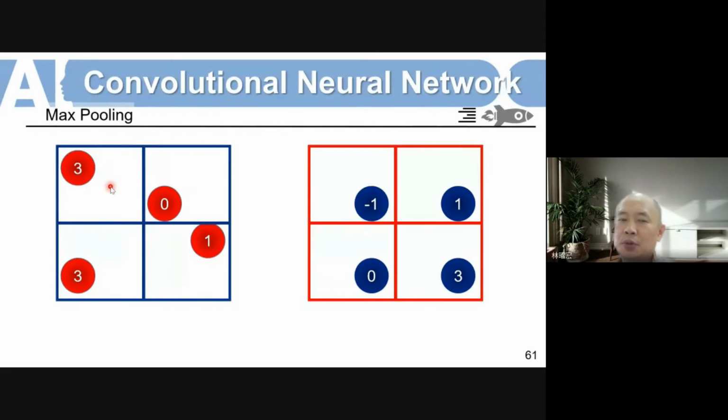Max pooling means downsampling of the data. You decrease the resolution, or decrease the image size. It performs a downsampling.